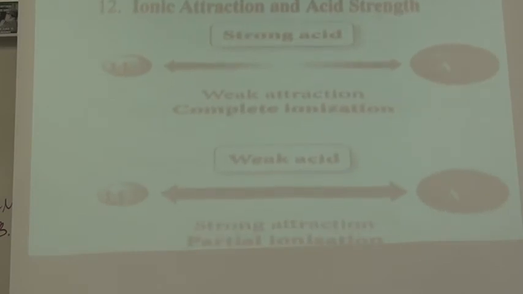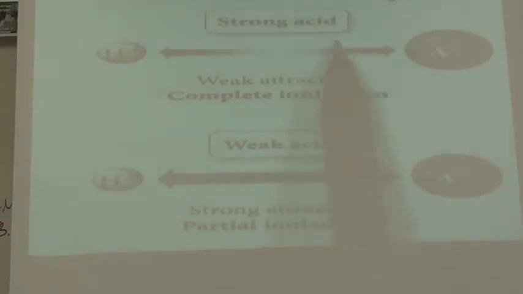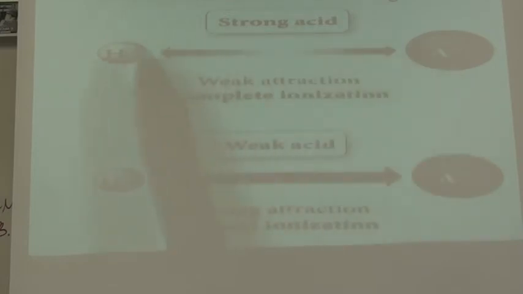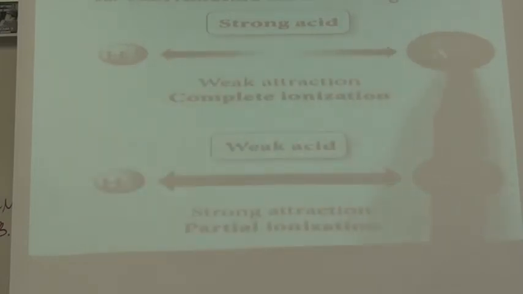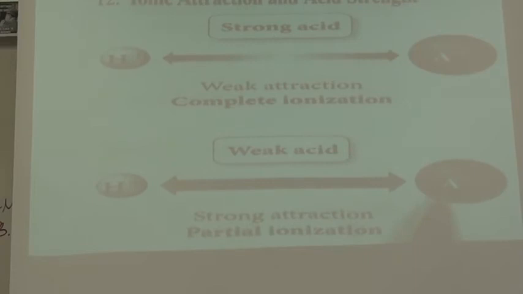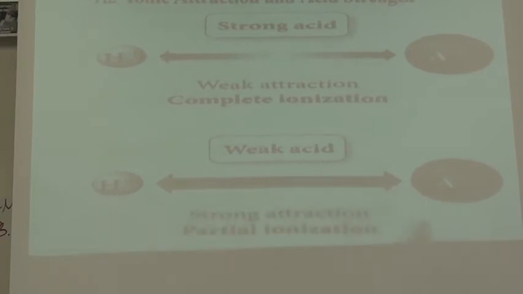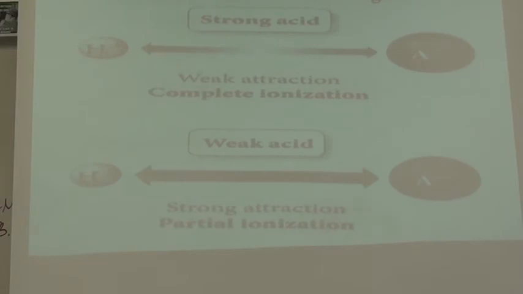Now, let's talk about ionic attraction and acid strength. A strong acid has very little attraction between the cation and the anion, and more attraction for the proton and some water. A weak acid really likes its anion, so it does not ionize as much. So weak acids act basically like an ionic compound. They just hold on to their ions. Exactly. This would be the attractive forces between the H and the anion.